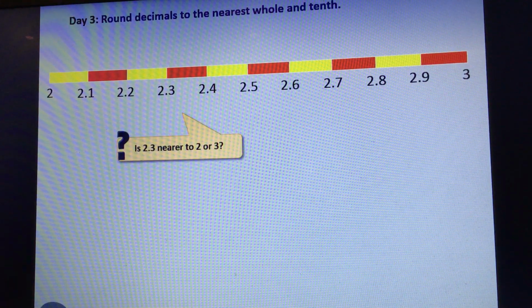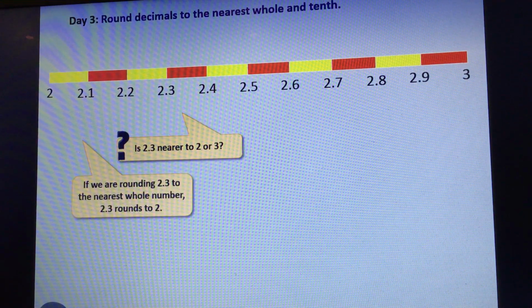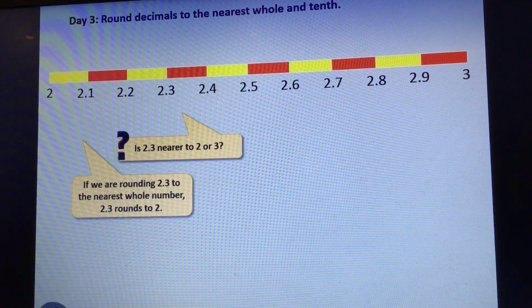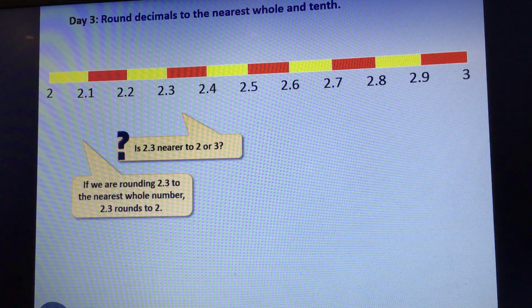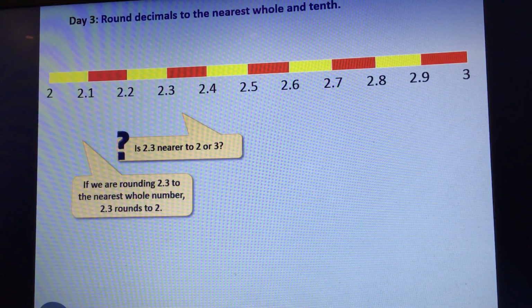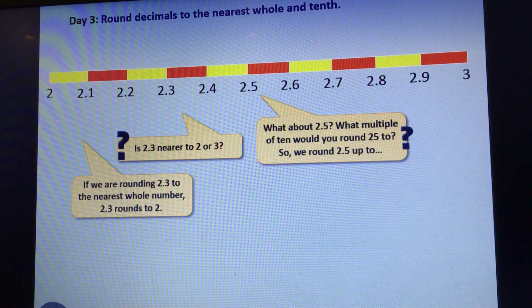Question, is 2.3 nearer to 2 or 3? The answer is it's nearer to 2, obviously, isn't it? If we're rounding 2.3 to the nearest whole number, 2.3 rounds to 2. That's fairly straightforward. If we've got something in front of us, we can see that. But you also know it's less than 2.5, isn't it? Here's 2.5.